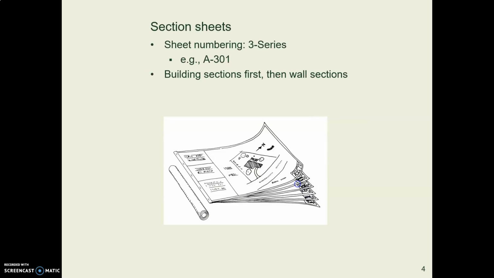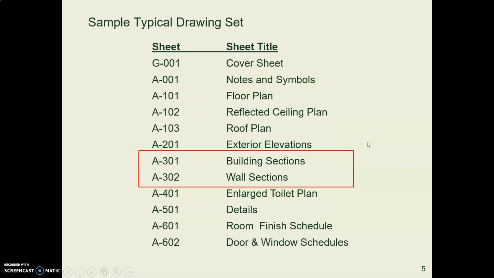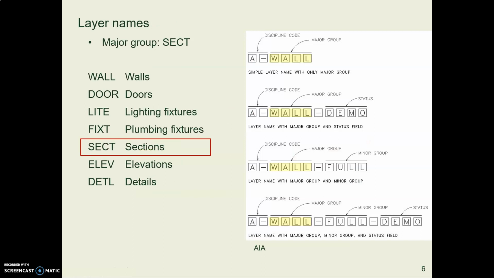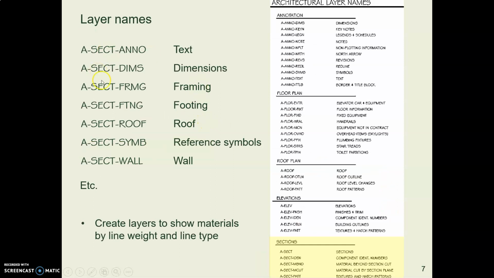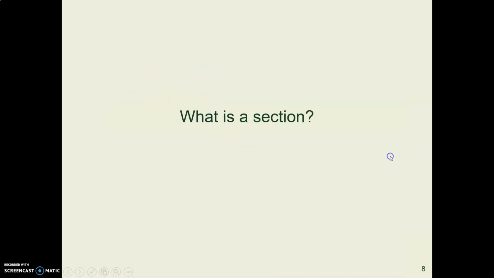Let's just pause and look at what the National CAD standard says about numbering and layers. So just like floor plans are in the 100s and elevations are in the 200s, sections are in the 300s, like this. For the layers, you can use SECT. So for example, instead of saying a wall, you could say a sect, a sect for framing, a sect for footing, and so forth.